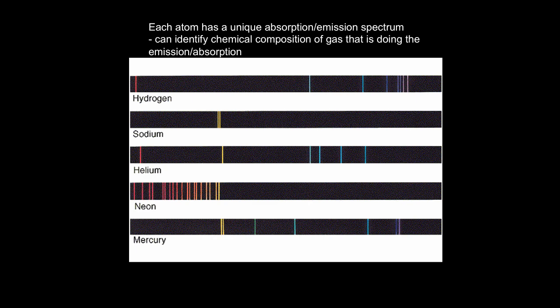That absorption and emission spectrum is as unique as a fingerprint and can be used to identify the elements and the ions of those elements present in any gas, which is great because it gives us a way of identifying what stars are made of.